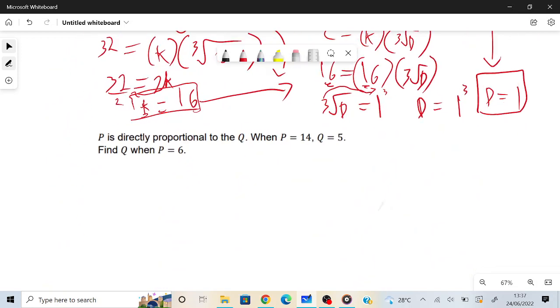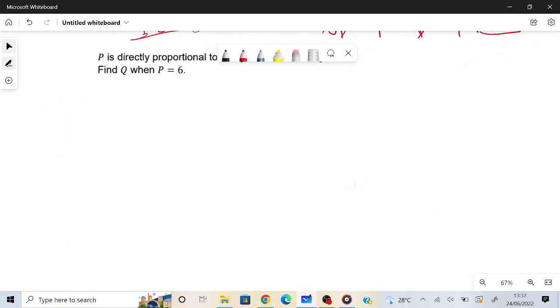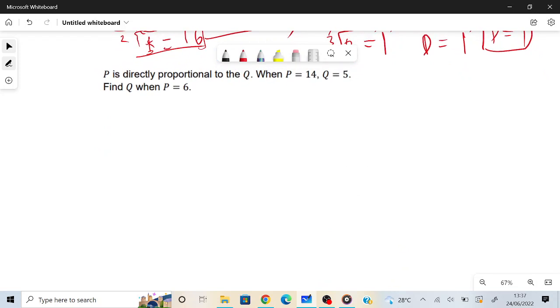Next example. Okay, let's just drag it a bit. We have p is directly proportional to q. When p is 14, q is 5. Find q when p is 6. So let's write what it's trying to say in mathematical terms. It says p is simply directly proportional to q. So that was a bit easier to understand.